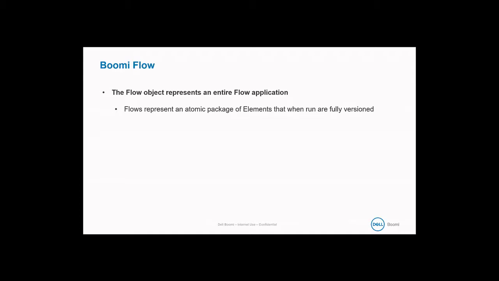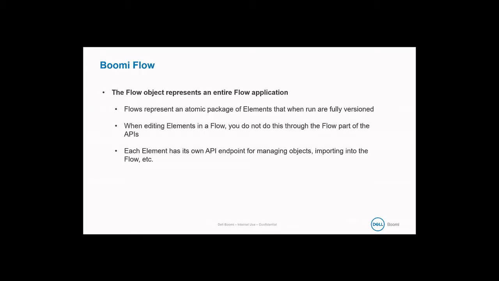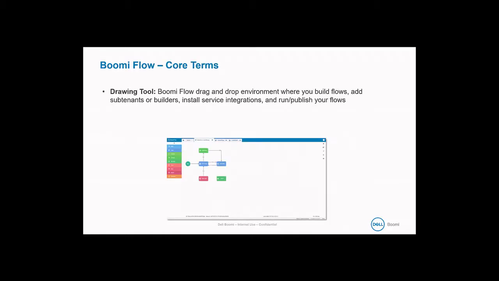When editing elements in a flow, you do not do this through the flow part of the APIs. Each element has its own API endpoint for managing objects, importing into the flow, etc. The drawing tool is the Boomi Flow drag and drop environment where you build flows, add subtenants or builders, install service integrations, and run and publish your flows.